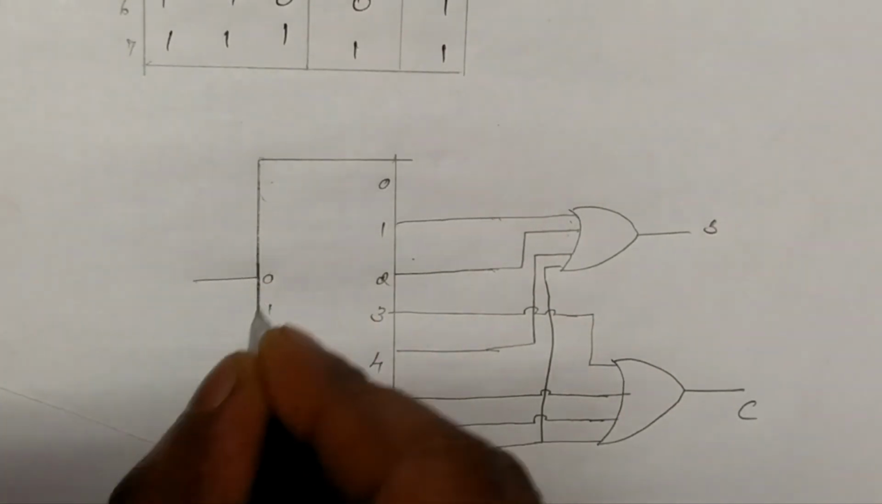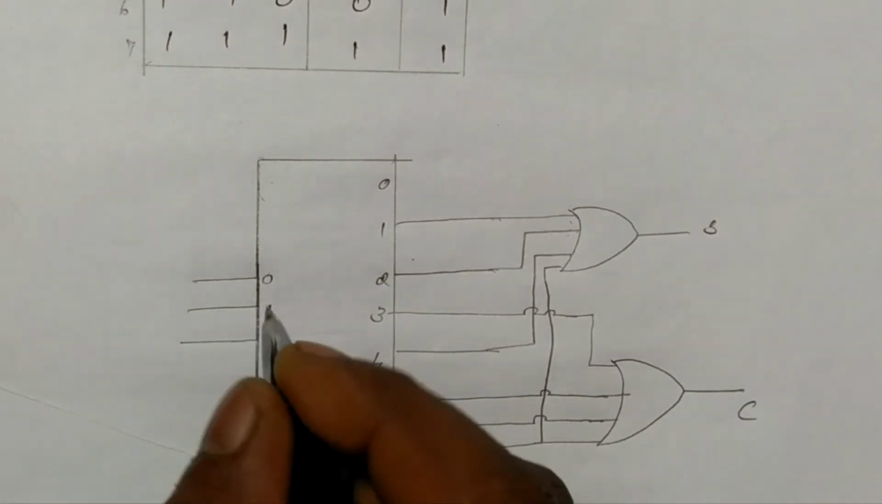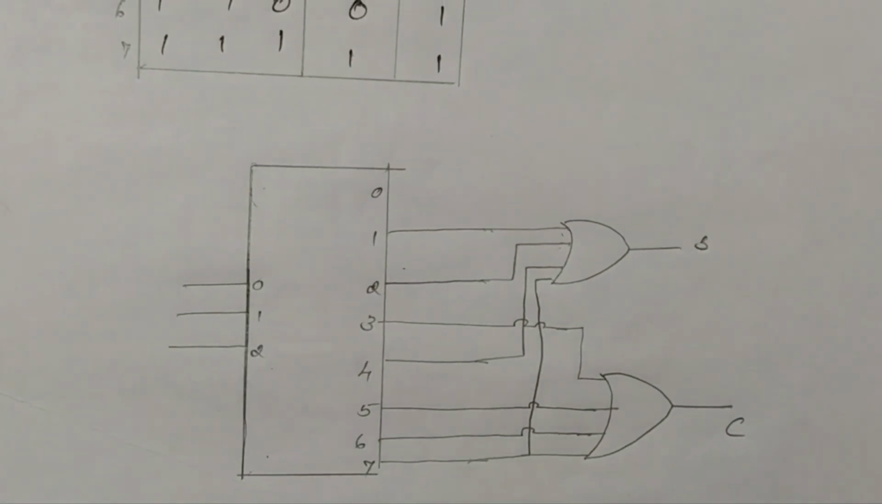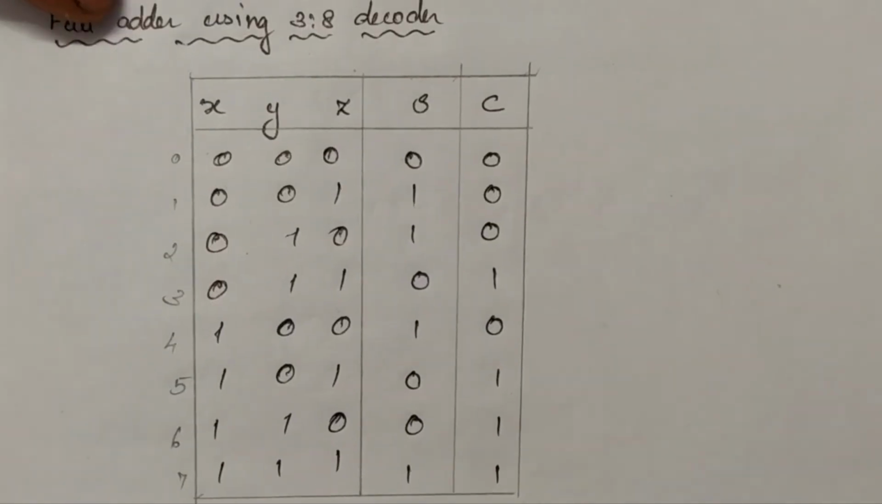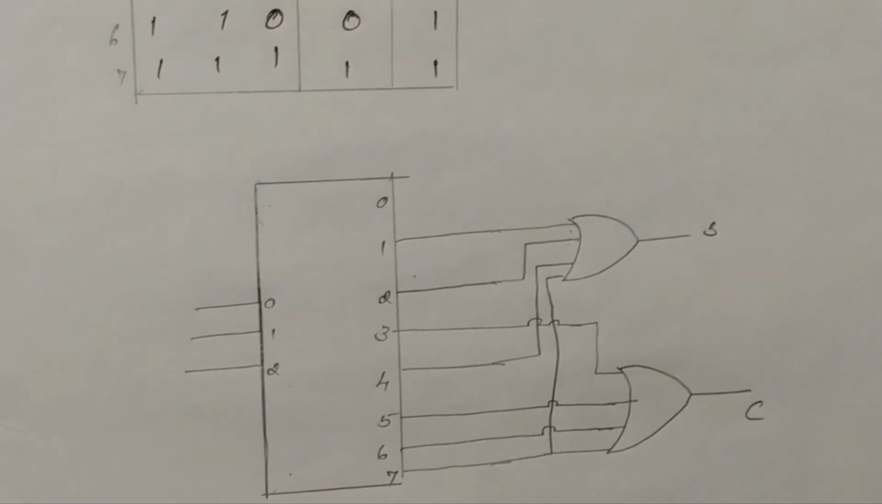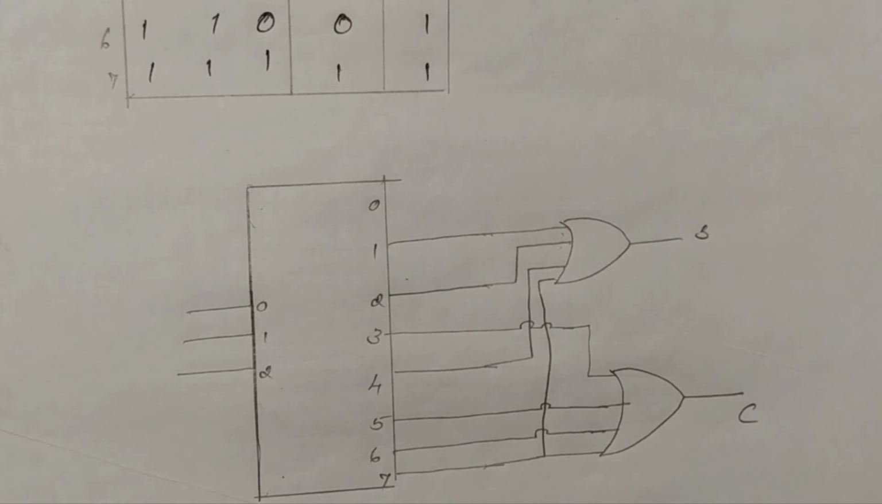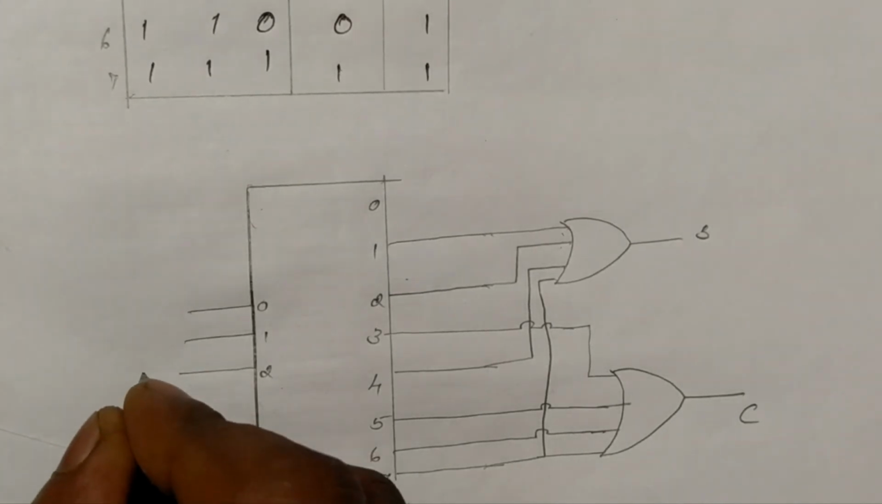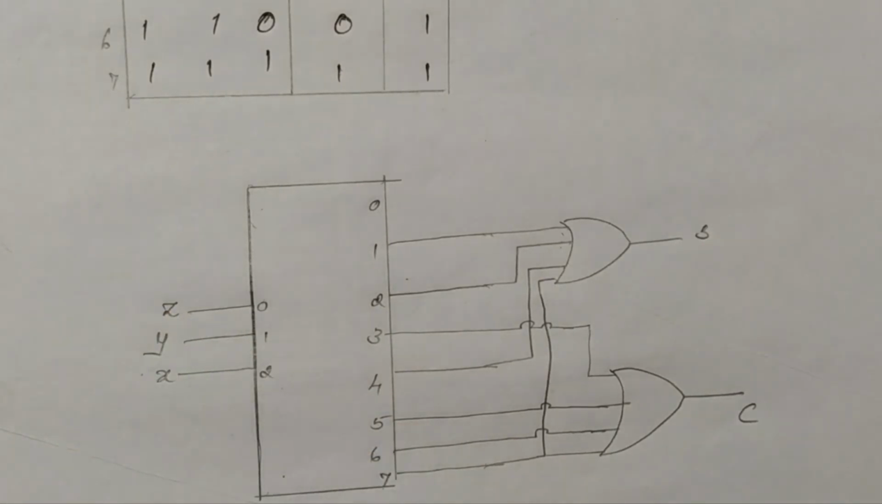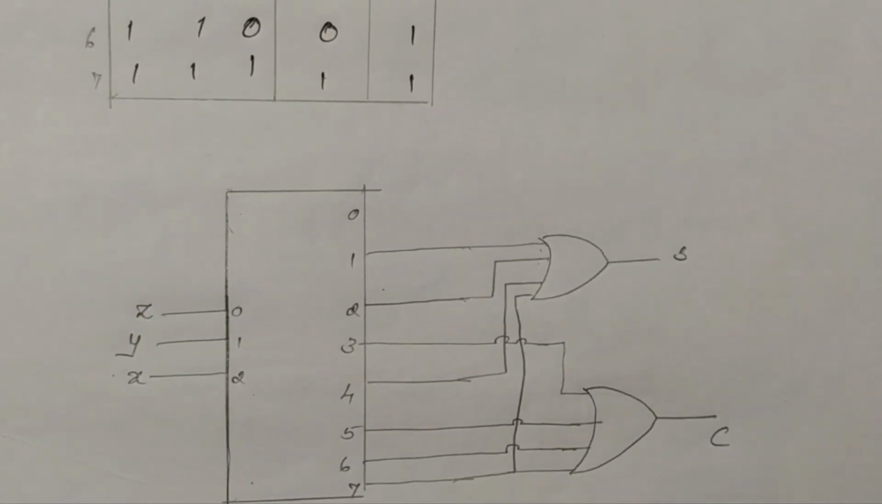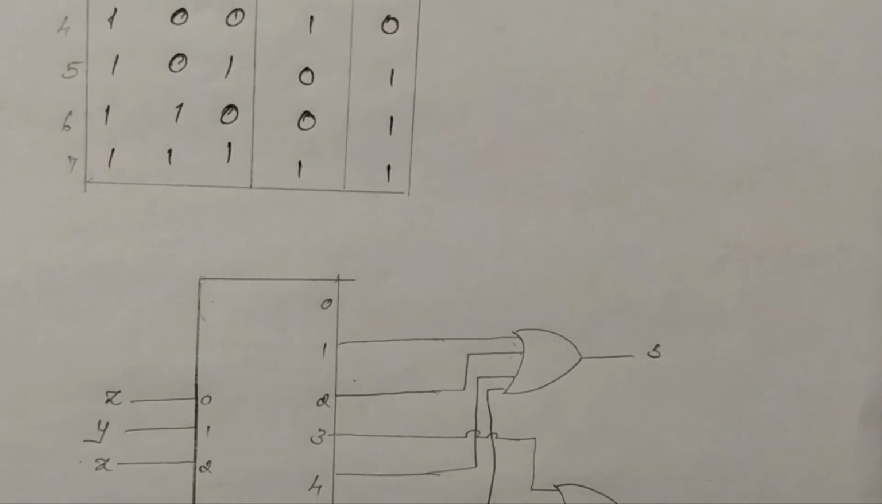So here we are giving the inputs. Here the X is most significant, that means which has the higher weight. Therefore here it's X, Y and Z. Okay, so now we will check the condition.